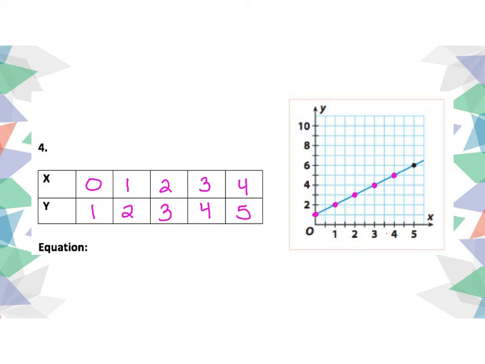So next I would want to look at my table that I've written and find a pattern of how we get from x to y each time. Looking at this table, we could add 1 to x each time to get to y. 0 plus 1 is 1, 1 plus 1 is 2, 2 plus 1 is 3, 3 plus 1 is 4, and 4 plus 1 is 5. So my equation would be y equals x plus 1.